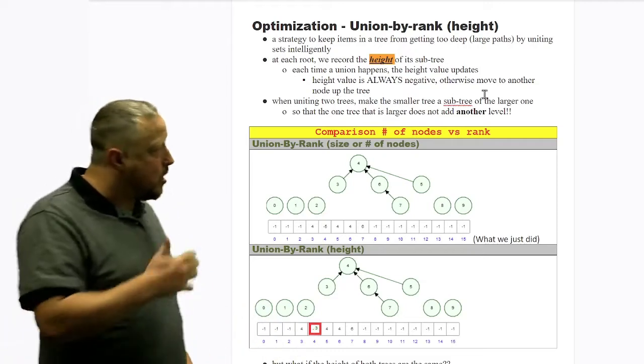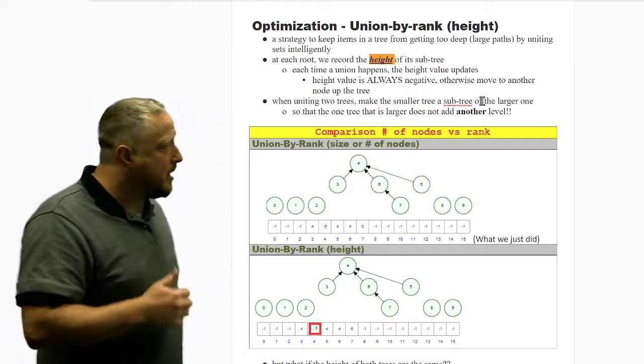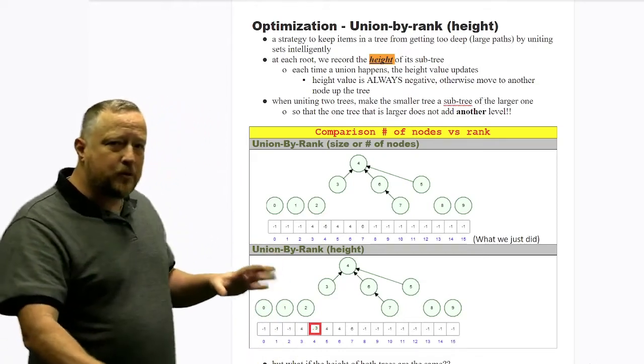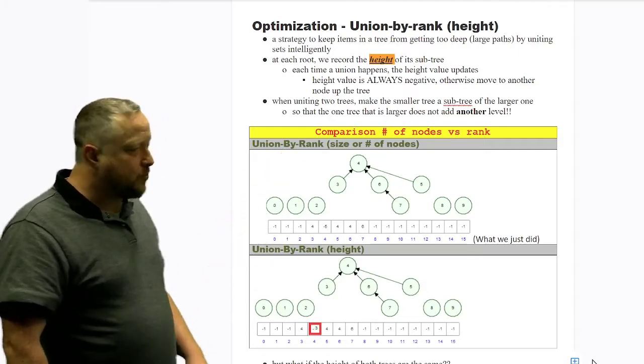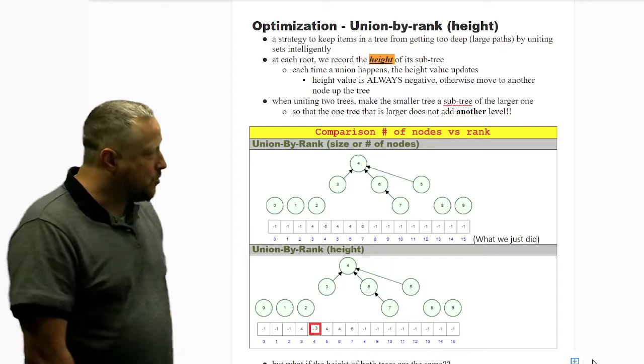Instead of size, we are tracking the union by height. So that's the difference between what we have from union by size and then using union by rank when it comes to height.